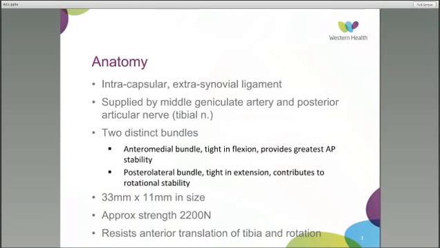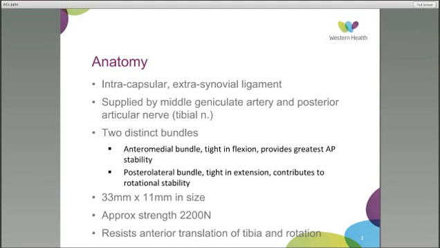So the ACL is an intracapsular but extrasynovial ligament. It is supplied by the middle geniculate artery and also the posterior articular nerve, which is a branch of the tibial nerve. It's well known there's two distinct bundles of the ACL: the anteromedial bundle, which is tight in flexion and provides AP stability, and the posterolateral bundle, which tightens up in extension and contributes to rotational stability of the knee as well as AP stability.